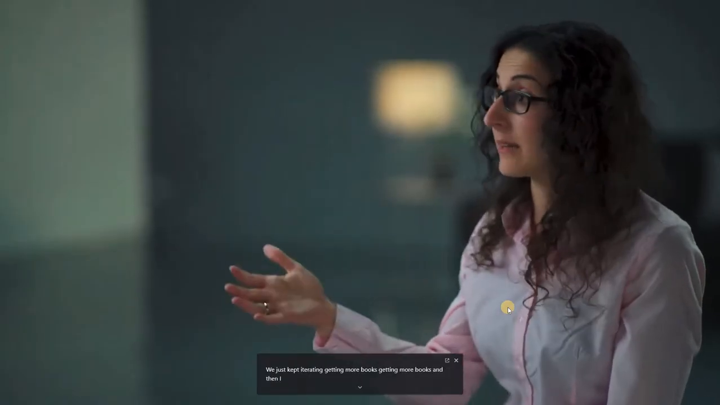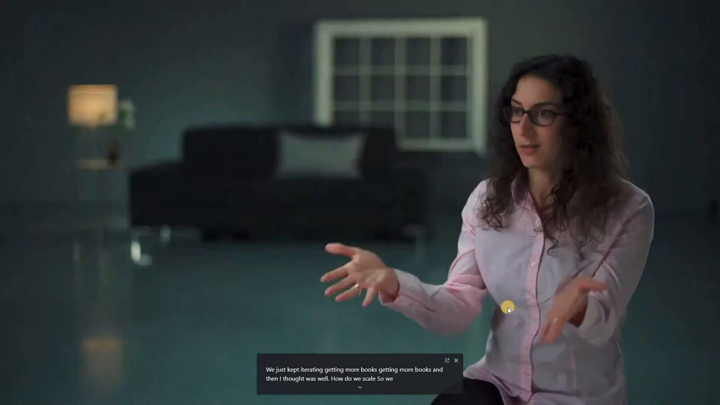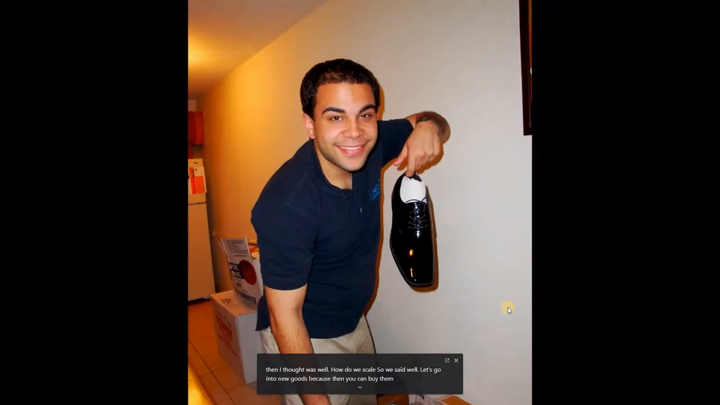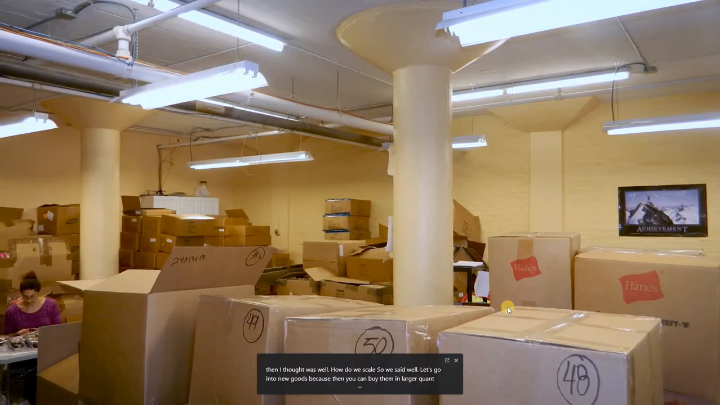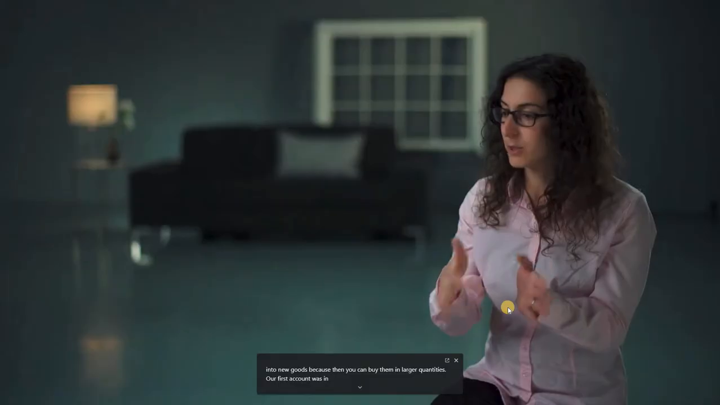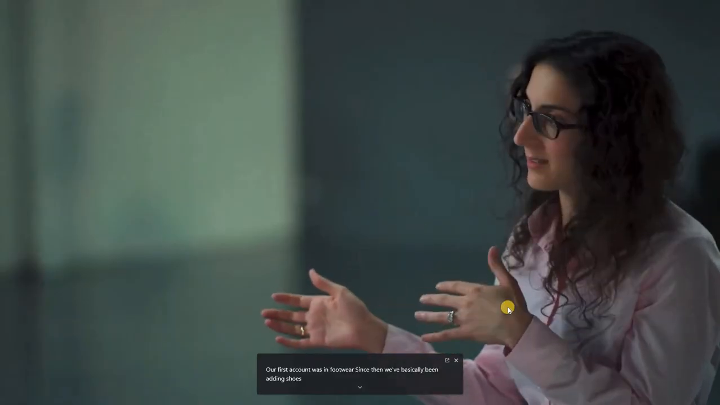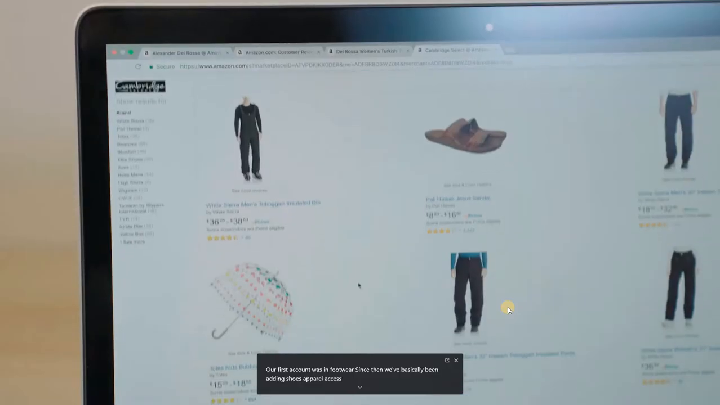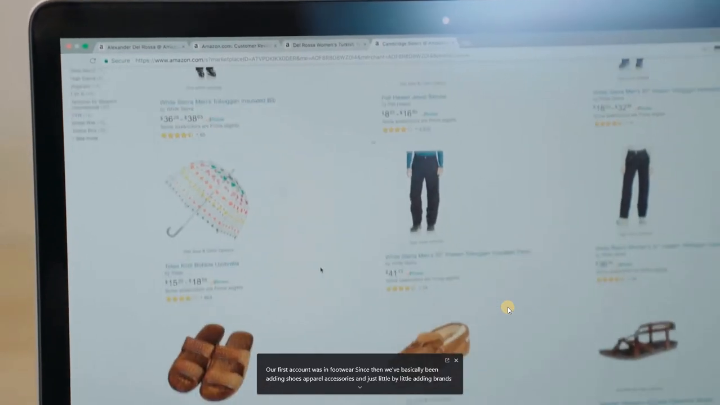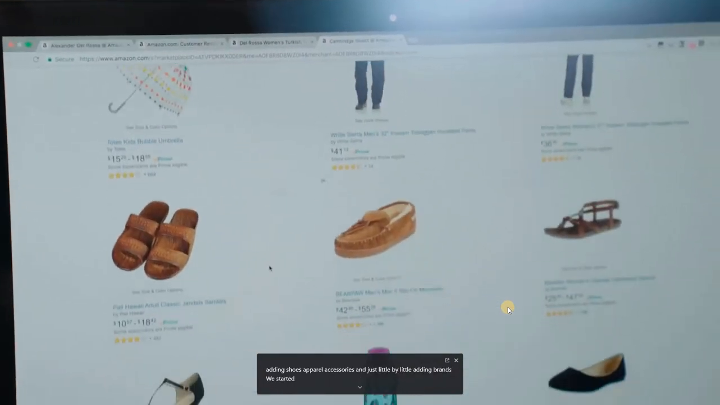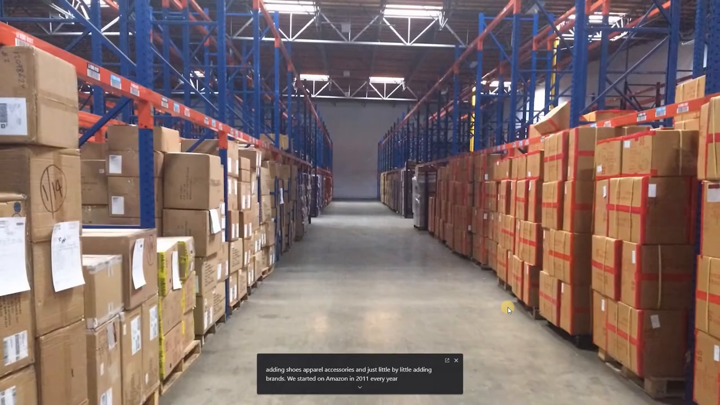So we said, well, let's go into new goods, because then you can buy them in larger quantities. Our first account was in footwear. Since then, we've basically been adding shoes, apparel, accessories, and just little by little adding brands. We started on Amazon in 2011. Every year it's been high growth rates and trying to maintain that.